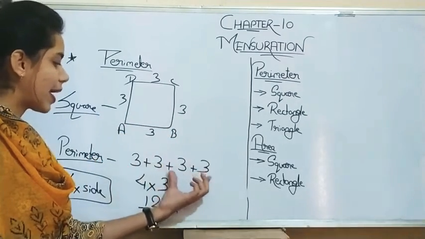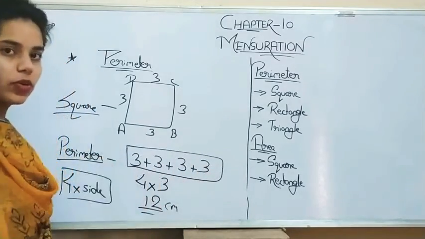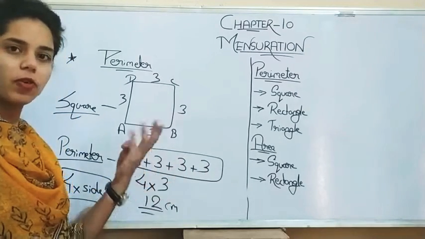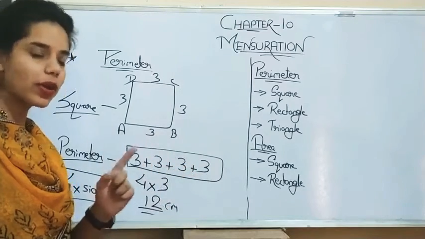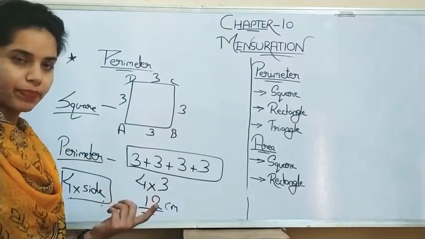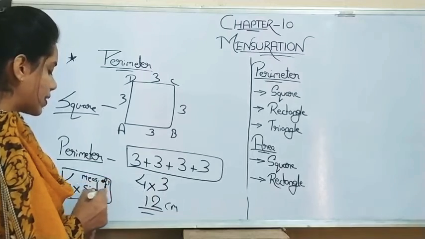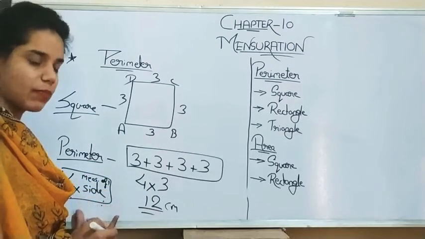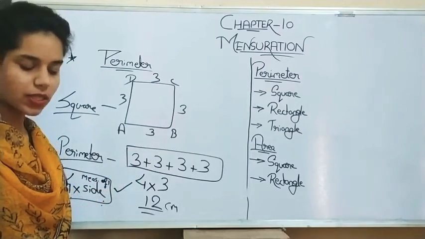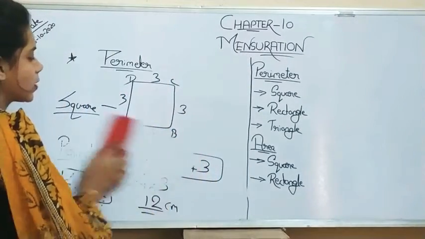Okay. If you add all the measurements of length and breadth which are given to you, you will get 12 centimeter. So if we write 4 times this measurement, or you can directly write 4 into side, 4 into measurement of one side, the answer will be the same. So this is the formula for perimeter of square. Understood this thing? So the formula for square is 4 into measurement of one side.